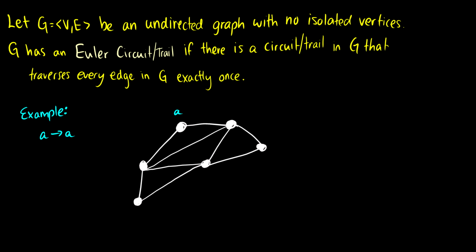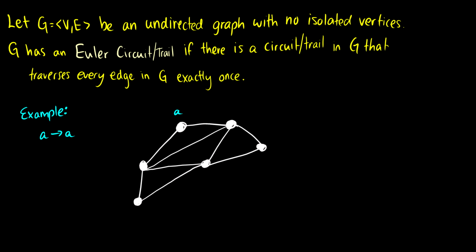Let G be an undirected graph with no isolated vertices, and we say that G has an Euler circuit or trail if there's a circuit or trail in G that traverses every edge in G exactly once. So here's an example. We want to make an Euler circuit from A to A. So it's a circuit, so clearly it goes from A to A, but we need to use every edge exactly once, which means we can't backtrack, but we have to hit every edge.